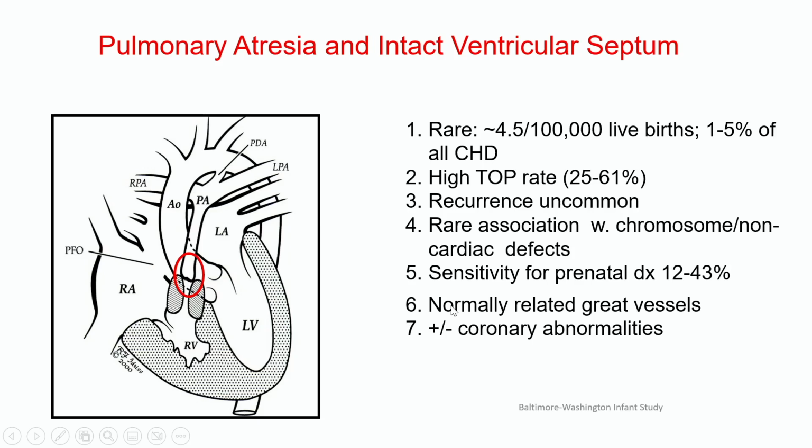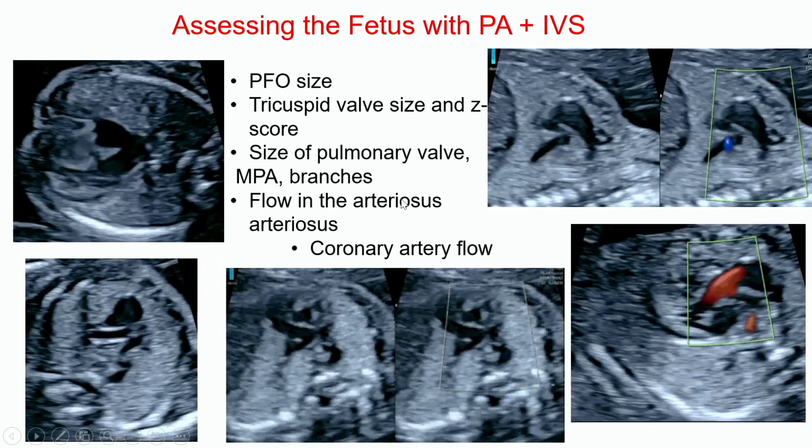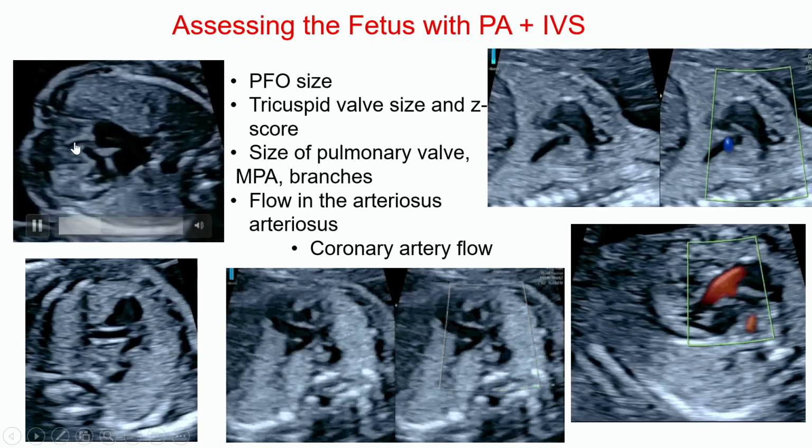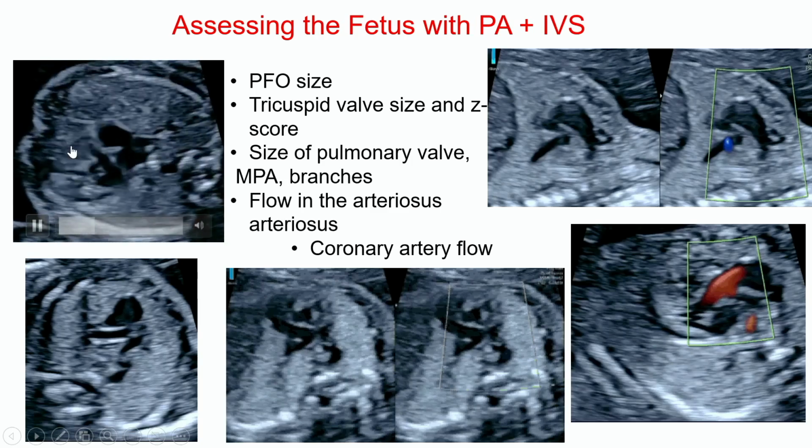You almost always, because you never say never, right? You almost always will have normally related great vessels, and the coronary arteries are the big issue. So here's a nice picture of a patient with pulmonary atresia, intact ventricular septum. You see the difference right away in this right ventricle, how hypertrophied and dysfunctional it is compared to the tricuspid atresia ventricle. You see there's no VSD, and there is a small tricuspid valve, but it's very hypoplastic.